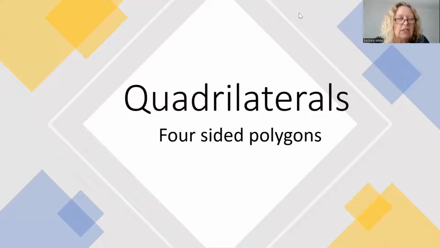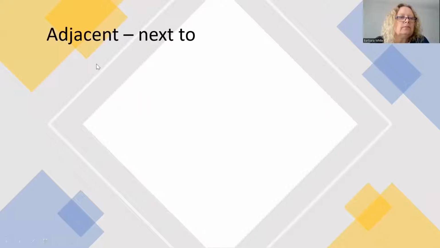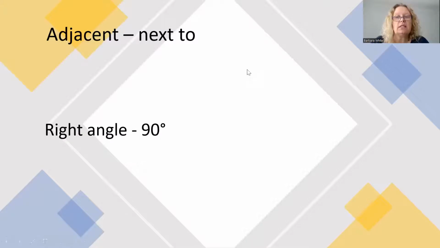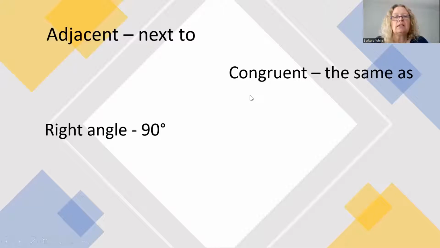We've got some definitions to start you off. Adjacent means next to, and I could be talking about the person who's sitting next to you, or I could be talking about the sides that are next to each other on a polygon. Right angles have 90 degrees. Congruent means the same. So the two sides that are opposite each other on a rectangle are congruent. They're the same length. Or we could be talking about congruent angles, which are the same size.